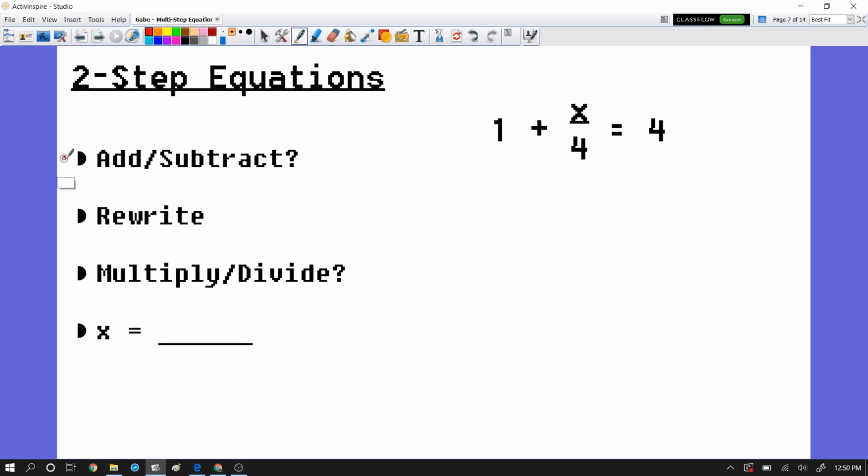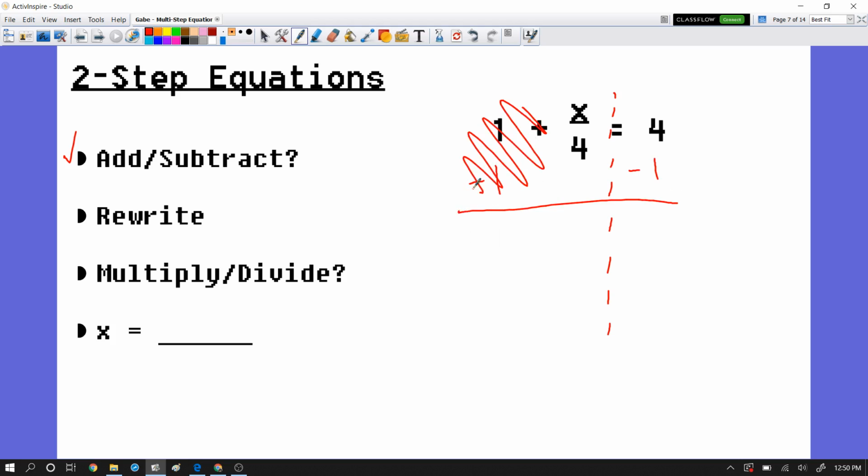That's why we can start with addition, subtraction, dividing the problem in half by the equal sign, and saying, you know what, that says plus 1, or it's a positive 1. I'm going to get rid of it by doing its opposite. 1 minus 1, or plus and negative 1, whichever one you want to say, is nothing. So we're left with x divided by 4 equals 3.